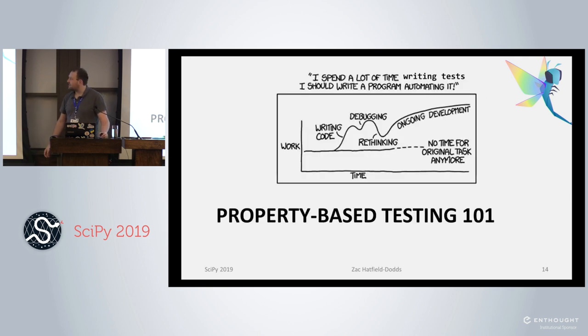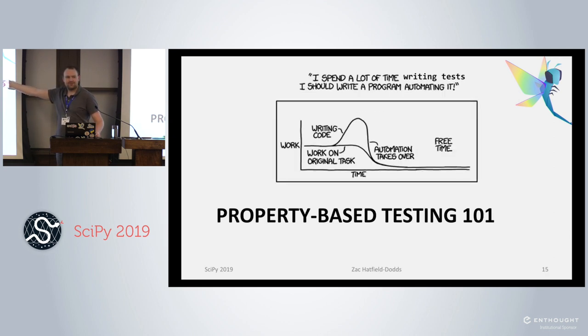So, property-based testing. I've got the wrong cartoon here. We're going to do the version of this where you have a library, right? So it looks more like that. This one's my version. That one's your version. Sound good?